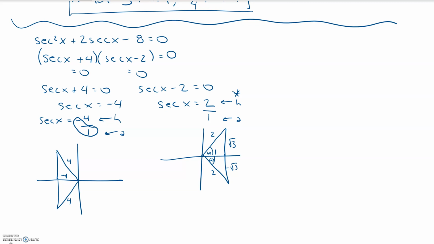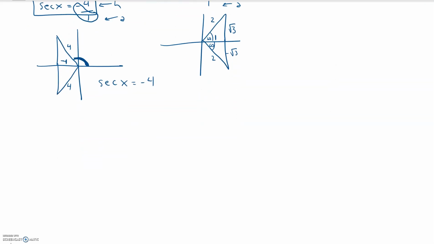I don't know what the third side is, but that's okay. I don't really need to know what the third side is. The question is simply, what is this angle here? What is the angle that goes along with this triangle? So coming back to what we had, secant x equals negative 4.